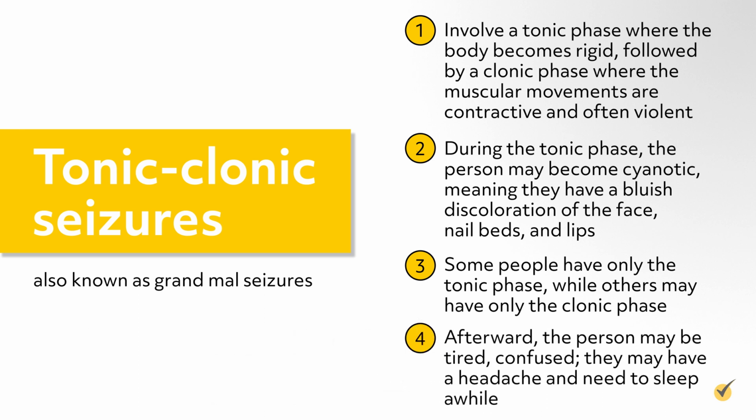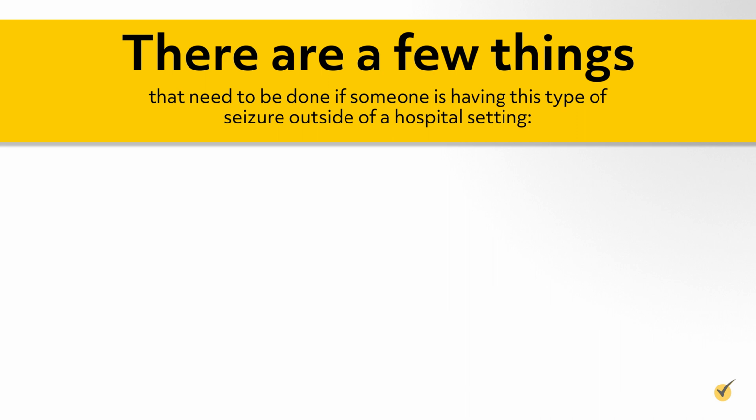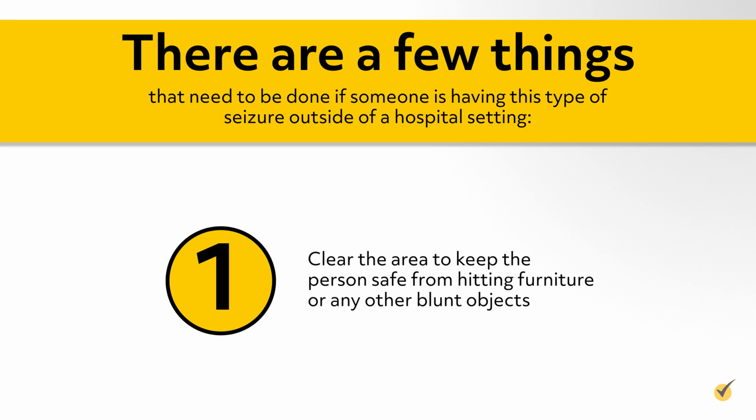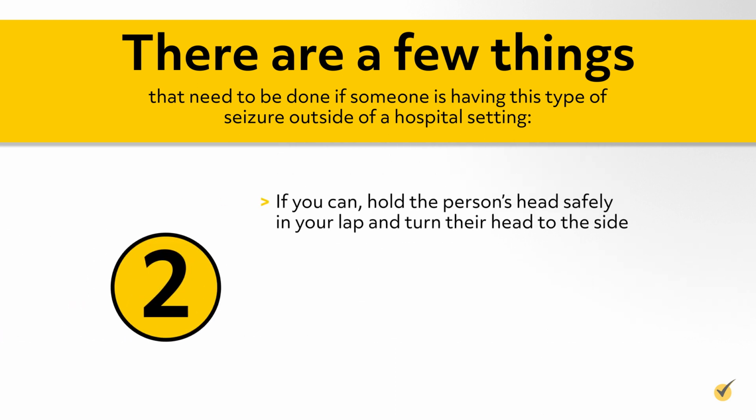Afterward, the person may be tired, confused, they may have a headache, and need to sleep a while. There are a few things that need to be done if someone is having this type of seizure outside of a hospital setting. First, clear the area to keep the person safe from hitting furniture or any other blunt objects. If you can, hold the person's head safely in your lap and turn their head to the side.